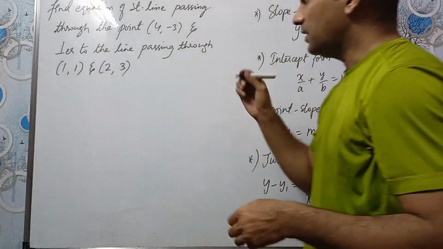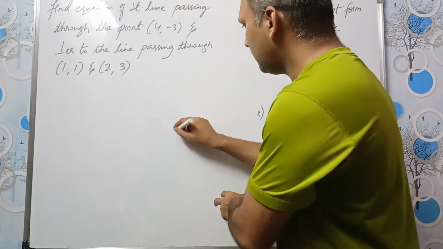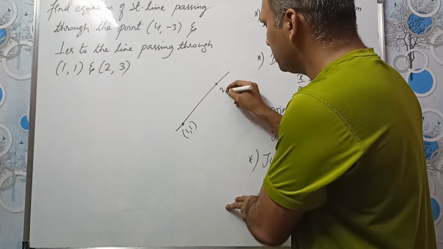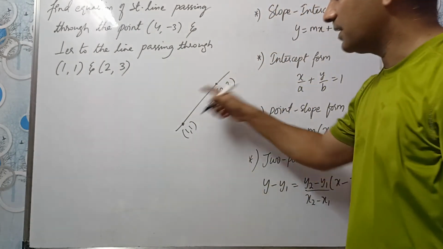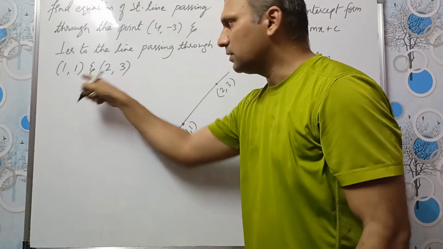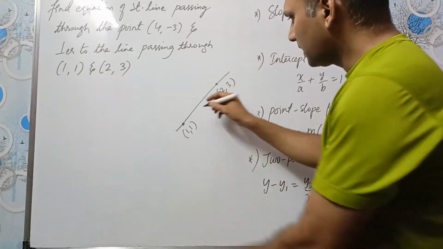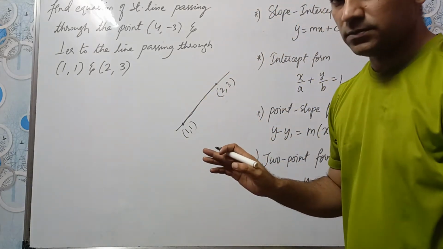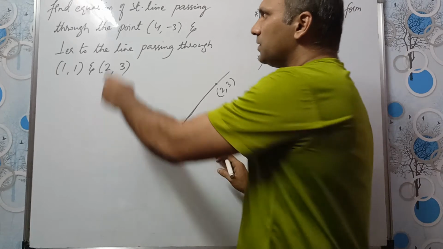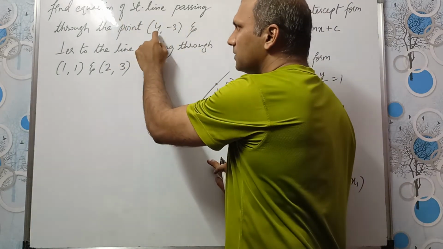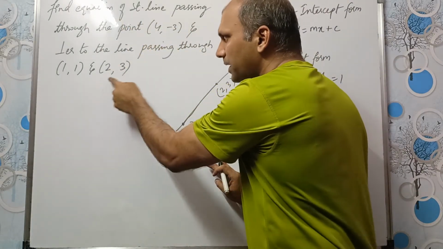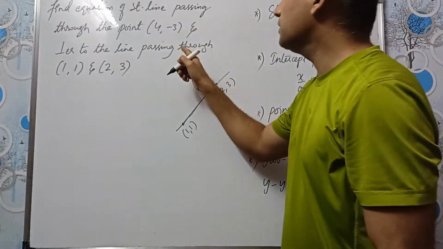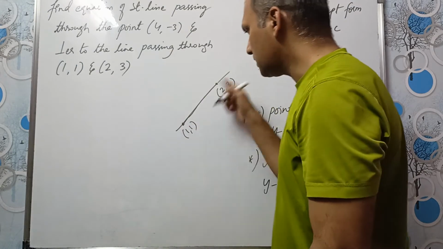See, let us draw the diagram. We have, let us say, this is (1, 1) and (2, 3). We have a straight line which is passing through these 2 points. We need not find the equation of this line. We should find the equation of the straight line passing through (4, -3) and perpendicular to this line. Perpendicular to the line passing through these 2 points.